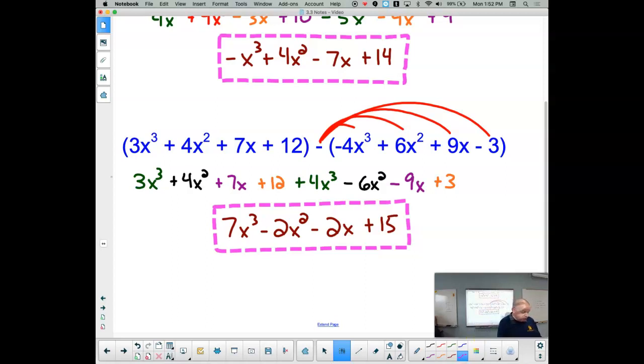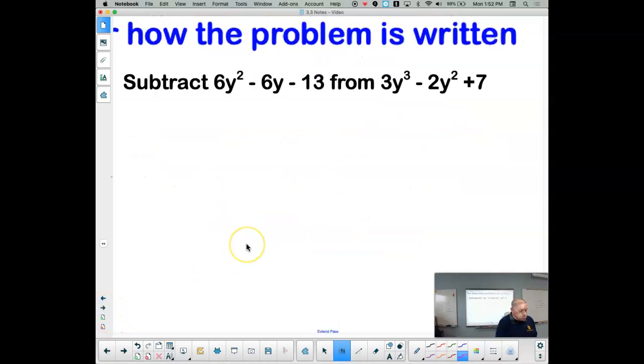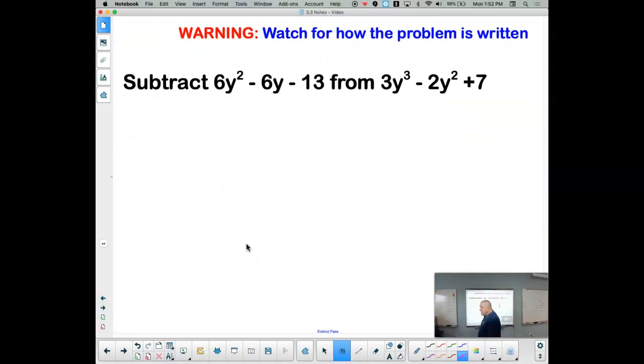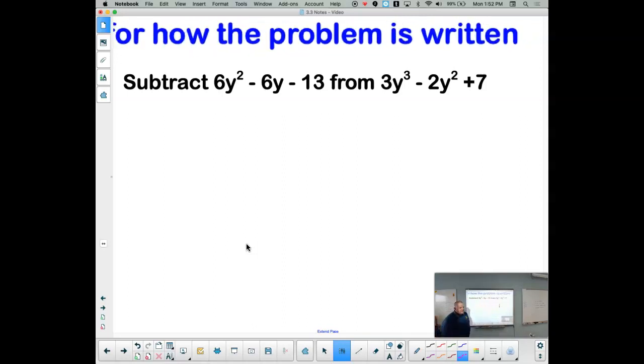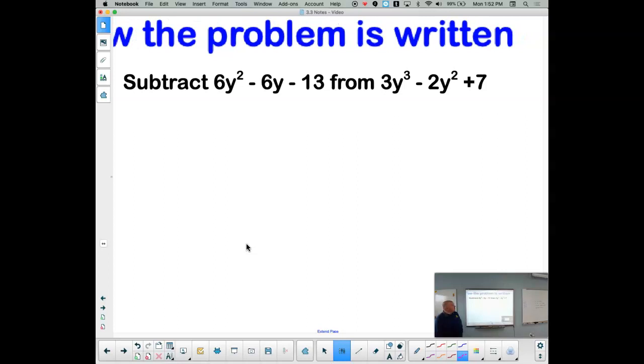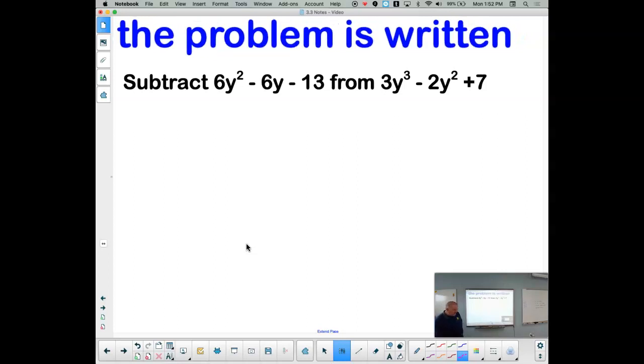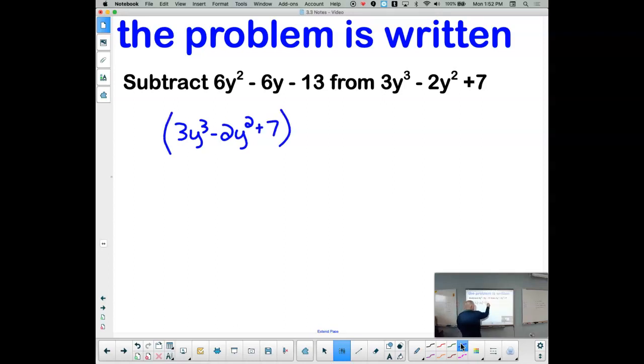Okay? Pay attention to your negative signs. It also, in subtraction problems, you need to pay attention to the way that the problem is written. Okay? So if it says subtract that from that, that would actually be 3y cubed minus 2y squared plus 7 minus 6y squared minus 6y minus 1. It would actually be in that order. It's not as it's written.